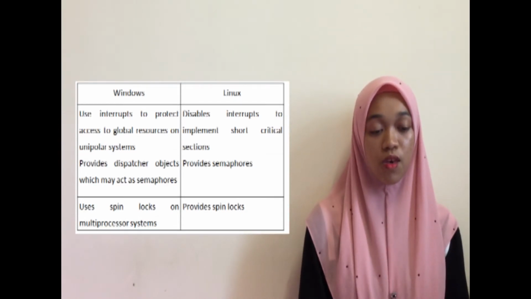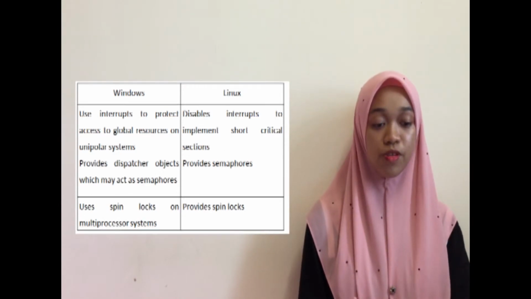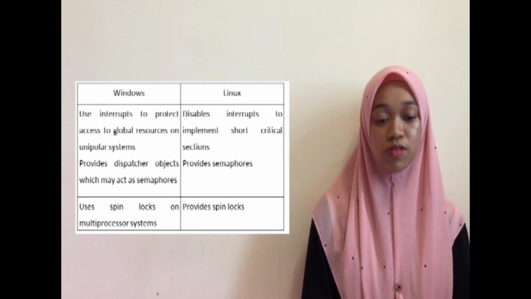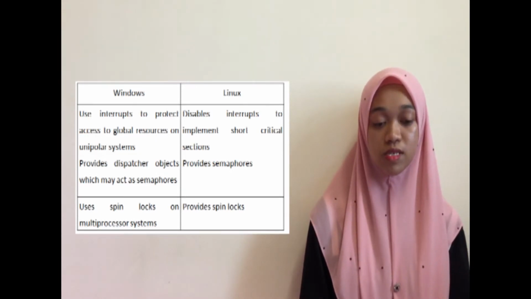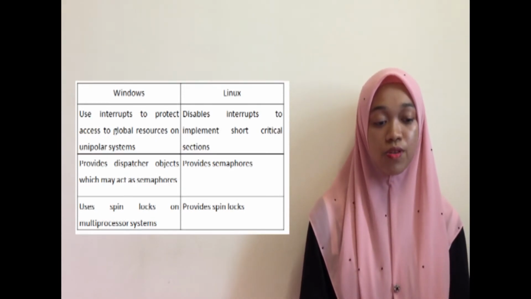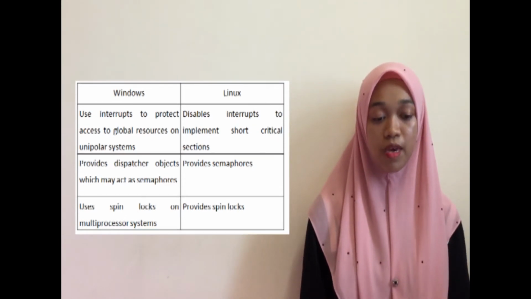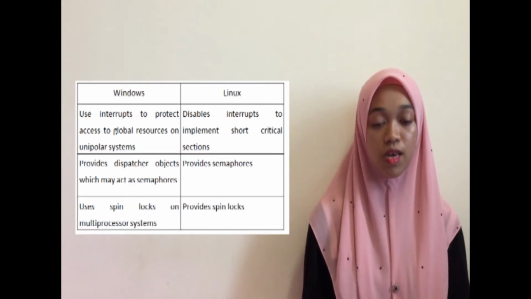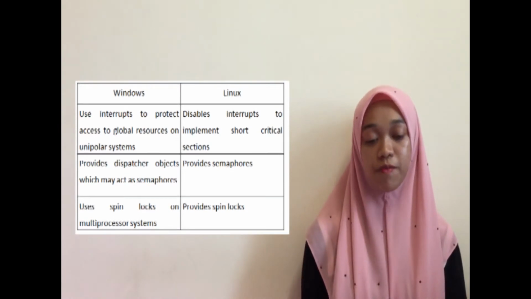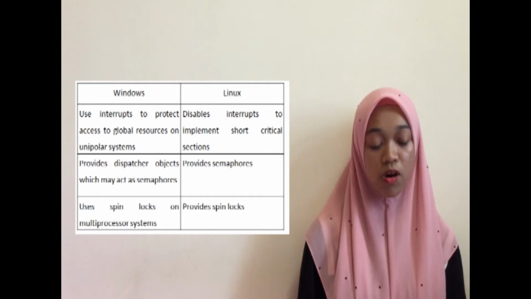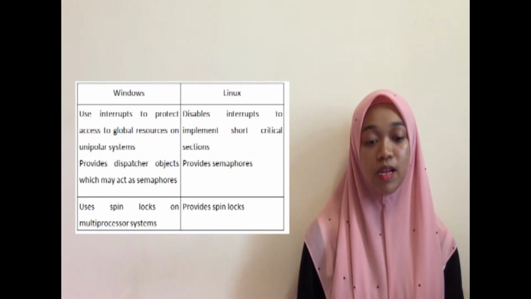First, Windows uses interrupt masks to protect access to global resources on a uniprocessor system. Linux disables interrupts to implement short critical sections. Next, Windows provides dispatcher objects which may act as semaphores. Linux just provides semaphores. Next, Windows uses spin locks on multiprocessor systems. Linux just provides spin locks.